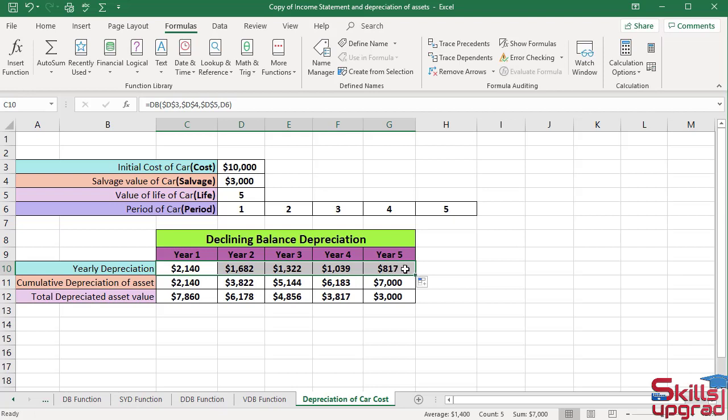So after the 5 years, the yearly depreciation value of the car will be $817, and the price of the car will be $3,000. This value is equal to the salvage value of the car.